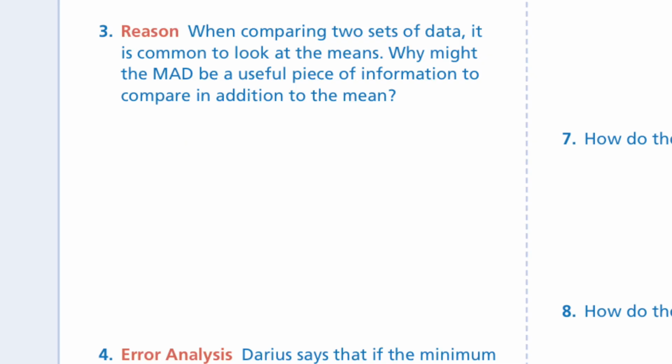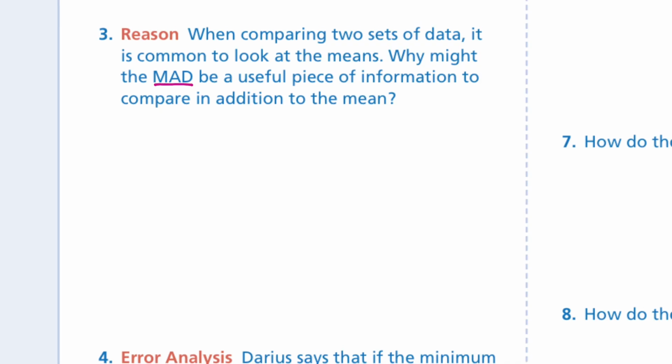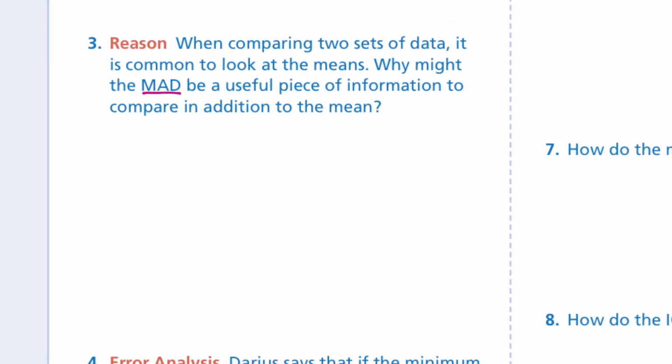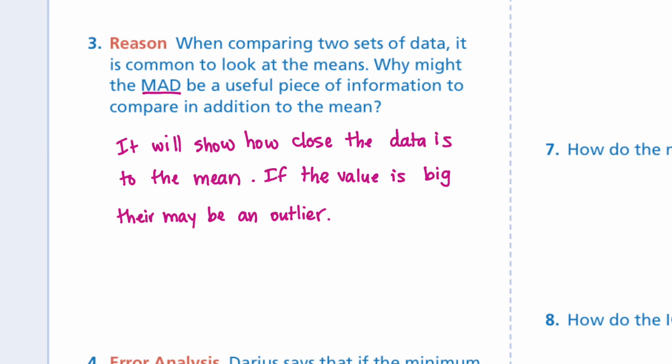When comparing two sets of data, it is common to look at the means. Why might the MAD, the mean absolute deviation, be a useful piece of information to compare in addition to the mean? Remember that the mean absolute deviation shows the spread from the mean. So if the number is big, that means it's going to have a larger variability and there might be an outlier. It will show how close the data is to the mean. If the value is big, there might be an outlier.